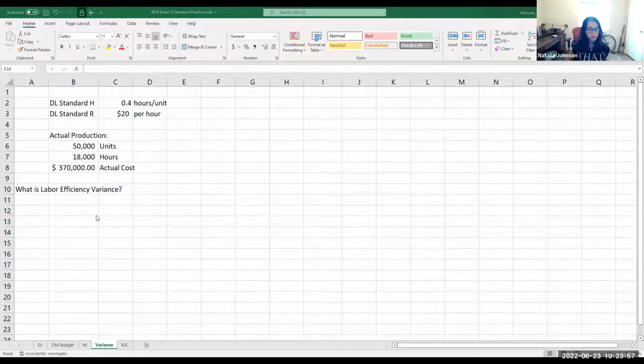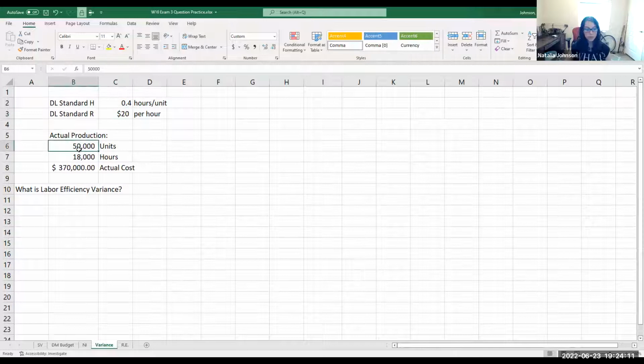So this one is a variance, chapter 9. Direct labor standard hours is 0.4 hours per unit. Direct labor standard rate is $20 per hour. And the actual production is 50,000 units, 18,000 hours, and 370,000 actual cost. So what is the labor efficiency variance?